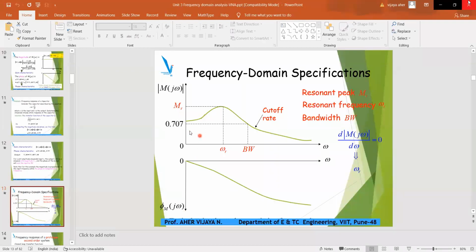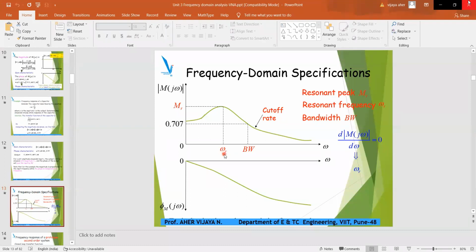Now, for example, this is the plot for a low pass filter. This point is your resonant peak, the maximum value of resonance, that is nothing but the peak value. So the peak value of the resonance is this Mr. Mr is represented as the resonant peak or maximum value of resonance. Now this is 0.707 of the maximum peak value. This is your cutoff rate. With this rate, your response is decreasing.